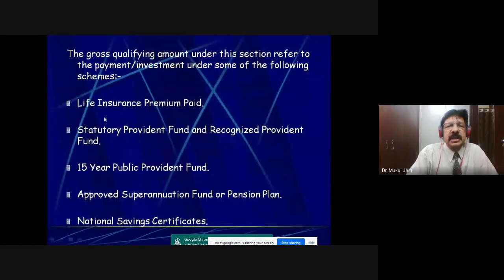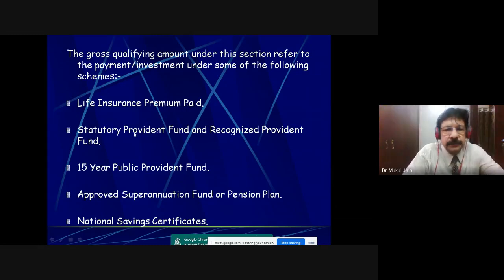So which are these? Number one, life insurance premium paid. If somebody takes a life insurance policy on his life or the life of his family members, whatever premium he or she pays can be used as a deduction from his gross total income.